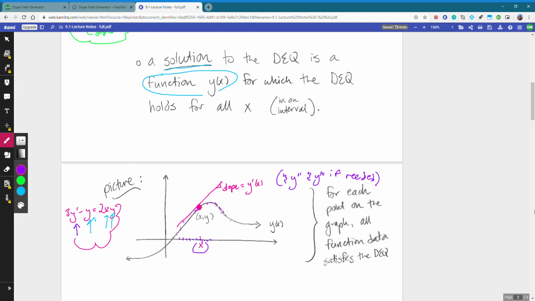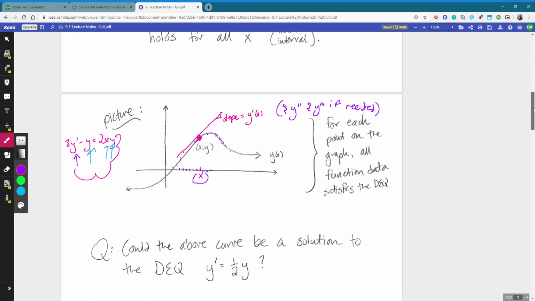And so with that in mind, and with this picture in front of us, let's take a second to ponder these ideas with this question. Could this curve, this function, be a solution to the differential equation y prime equals 1/2 y? Pause the video, think about this for a little bit, think about why or why not, and we'll chat about it in just a sec.